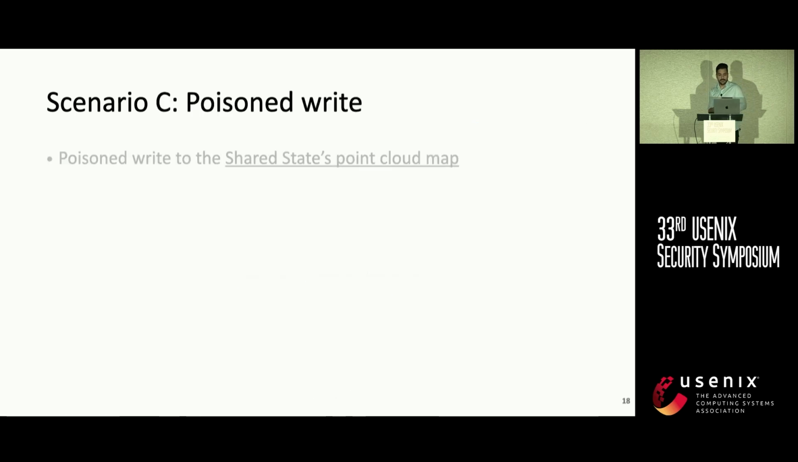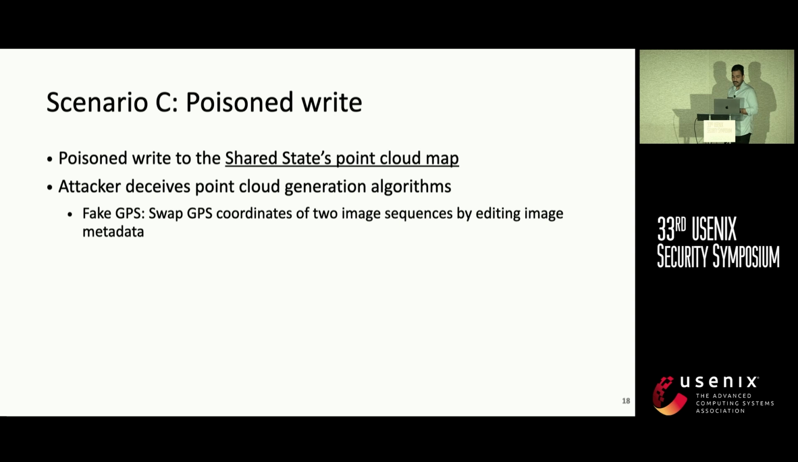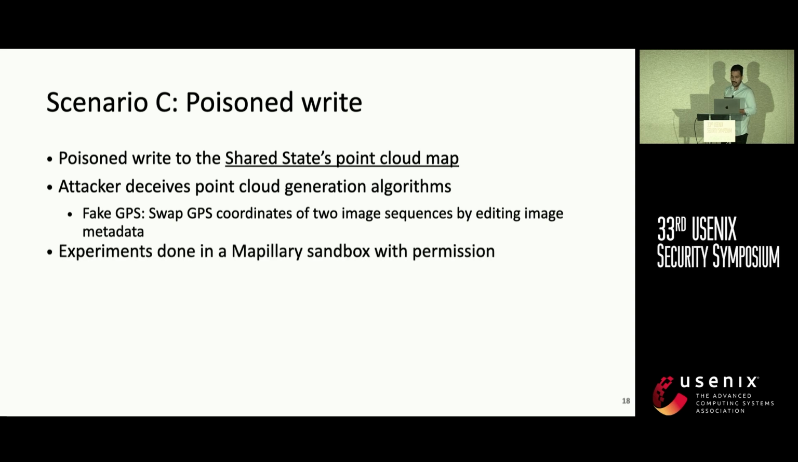And in the last scenario, the attacker tries to inject malicious input to the shared state and change the point cloud map. And this is the point cloud generation algorithm. And it can be done by providing fake GPS input. For example, in one of the scenarios, the attacker tries to swap GPS coordinates of 2 image sequences by editing image metadata. It's good to mention that the experiments were done in a Mapillary sandbox with permission and no public users were affected in these experiments.